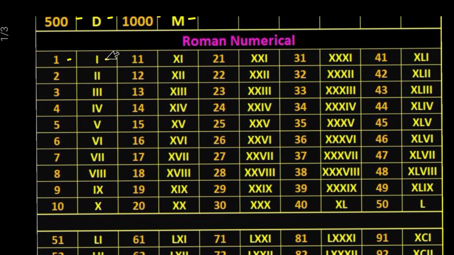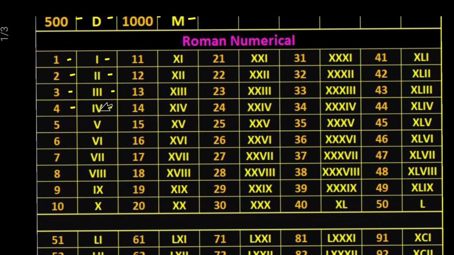1 is denominated by capital I, 2 is denominated by double capital I, and 3 is denominated by triple capital I. So here 3 times I is appearing. What we have said is that no number can repeat more than 3 times. So for 4, what have they done? They have written 5 and before 5 they have written capital I. That means 1 less than 5. So that's why it is written IV.